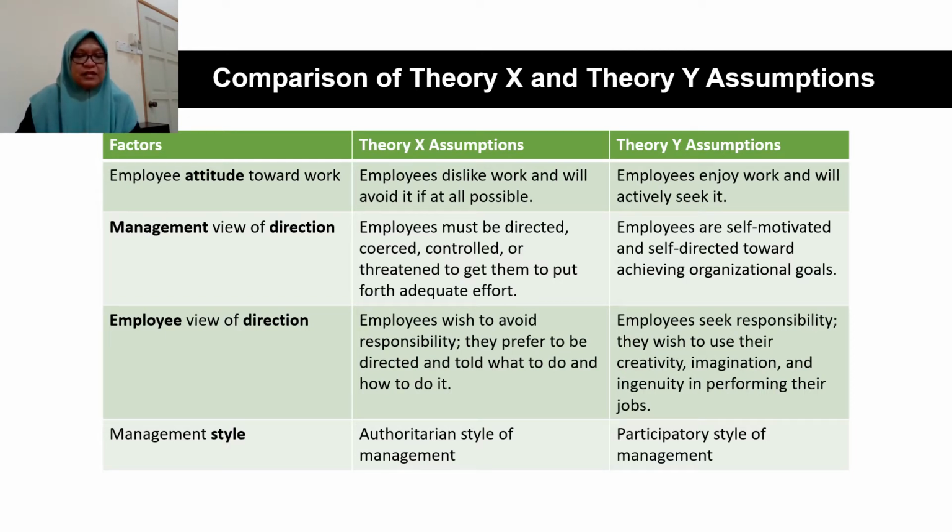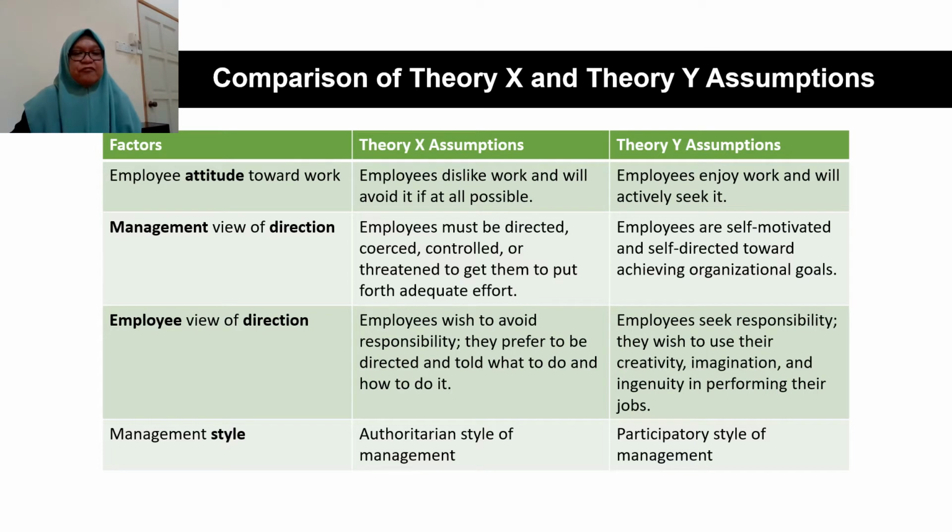Okay, the second factor is management view of direction, how the management is going to direct the employee. Theory X assumes that employees must be directed, coerced, controlled, or threatened to get them to put forth adequate effort. Since theory X assumes that they don't like to work, they always avoid their tasks, so the management has to direct the employees and control them in order to make sure that they do their task. Theory Y assumes that employees are self-motivated and self-directed toward achieving organizational goals. Since the employees enjoy work and always seek tasks, the management doesn't have to force them. They are already motivated, so even though the management doesn't push or direct them, they already start doing the task on their own.